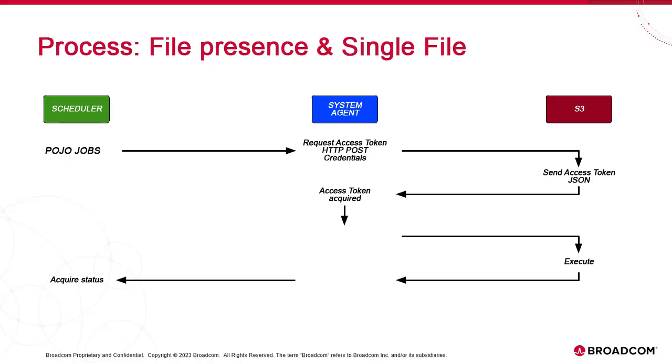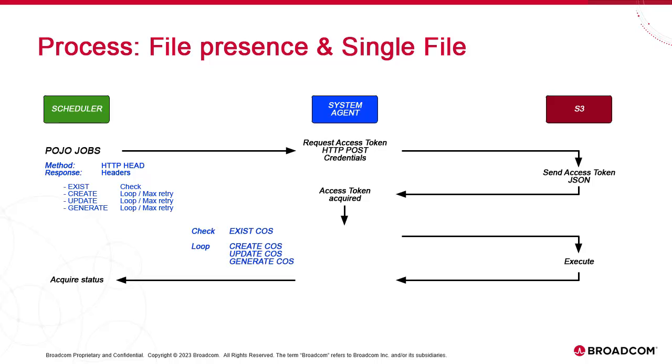Then we have 4 job types that check for the presence or absence of a file in the buckets. 1. Exist, returns either true or false immediately and the job succeeds or fails. The other 3 are monitoring jobs. These are cyclical processes that look at file presence and behavior in the bucket. Cyclical monitoring is based on a user-defined time interval that starts when the job is executed and completes only when the condition is met. We have 3 types: create, update, and generate.